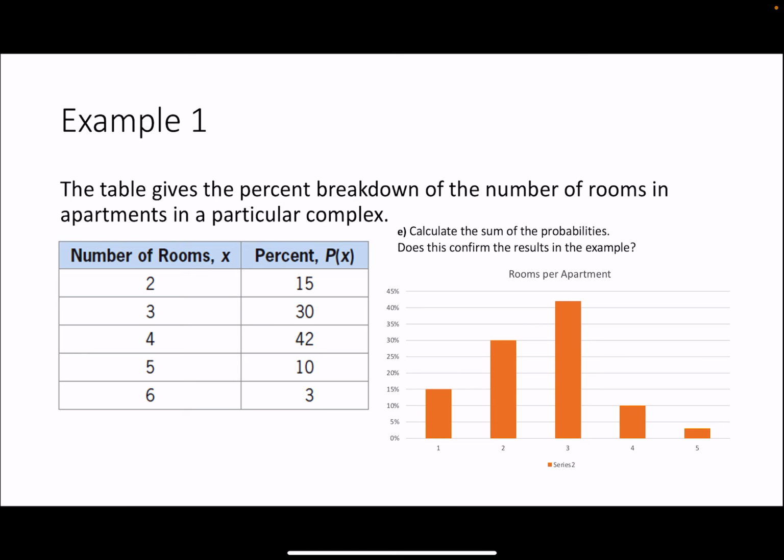Calculate the sum of the probabilities and make sure that it confirms the result of the example. Okay, so if I add all these values, it should equal 100%. So the cases cover every case in the sample. So that falls in line with what a probability distribution is.